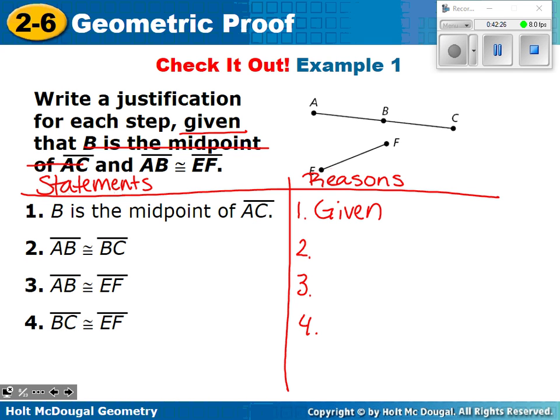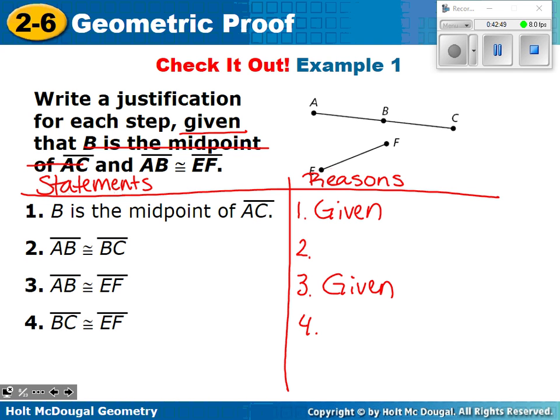Is that all they give you? No, what else do they give you? AB is congruent to EF. Where is that in the statements? Number 3. So what's the reason for number 3? Given. Okay, so right there, if this proof was worth 4 points, you would already have 2 out of the 4. Just making sure you can find your given, okay?